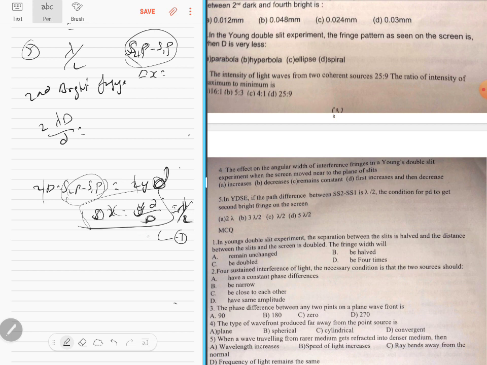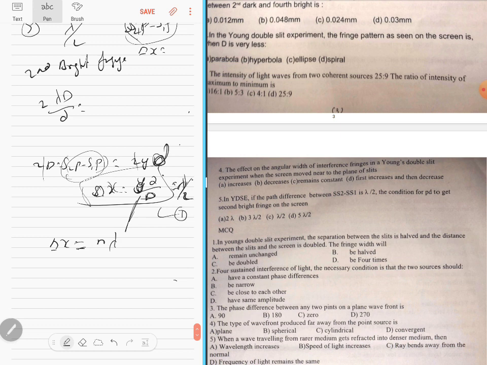For the second bright fringe, the path difference itself will be 2 lambda. It's just n lambda. Path difference itself, you remember in the derivation I would have written it as n lambda is the path difference condition. So we'll equate this and this generally, and we get lambda into capital D by small d, yn is equal to n into lambda.